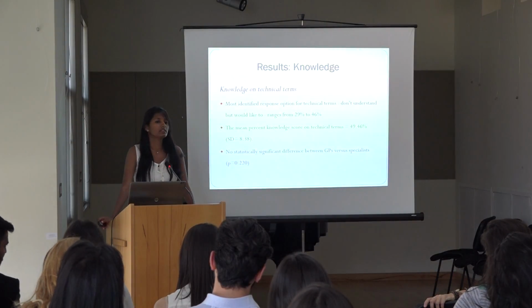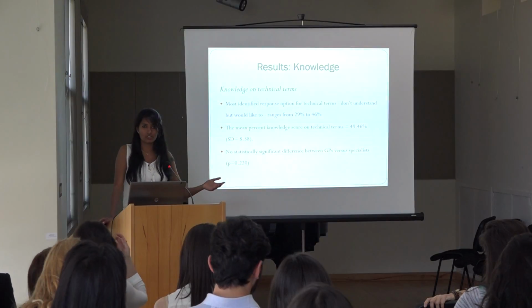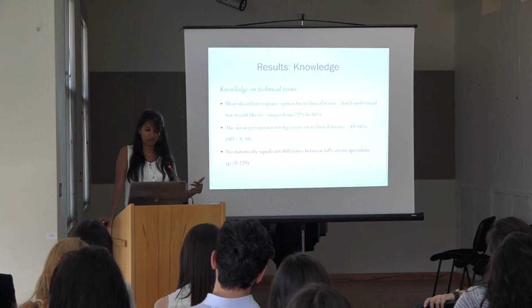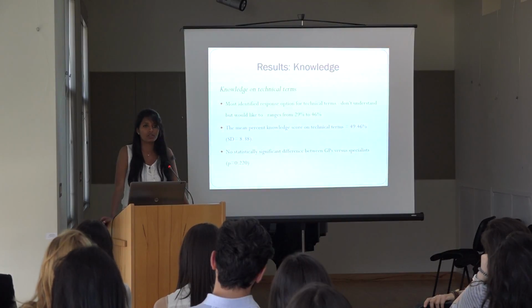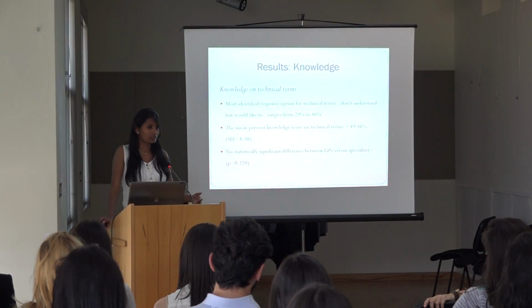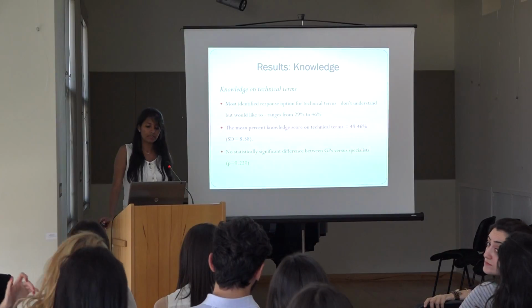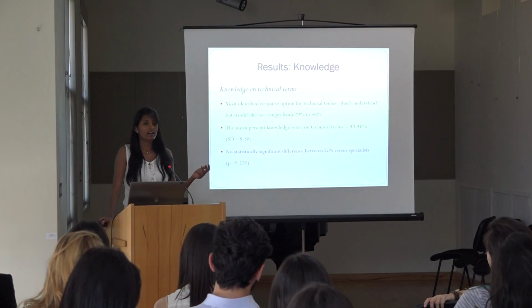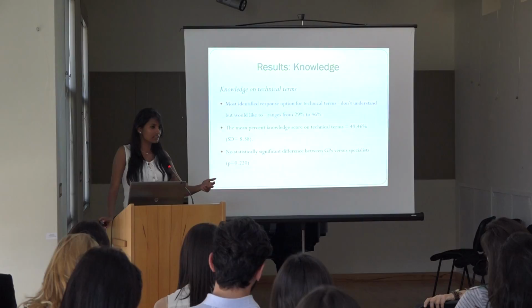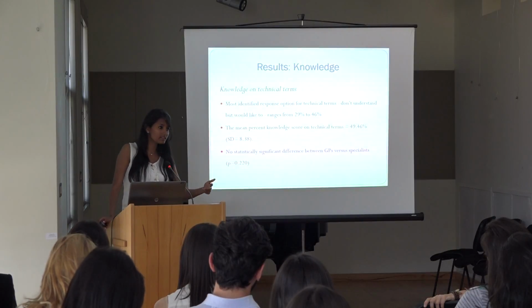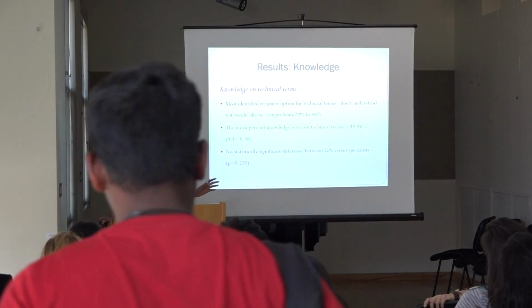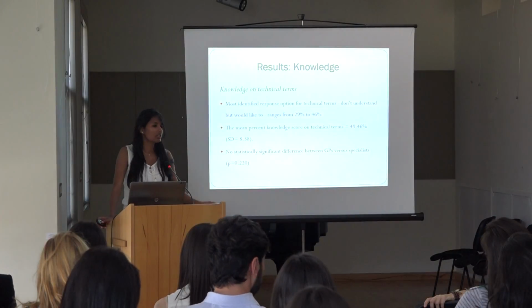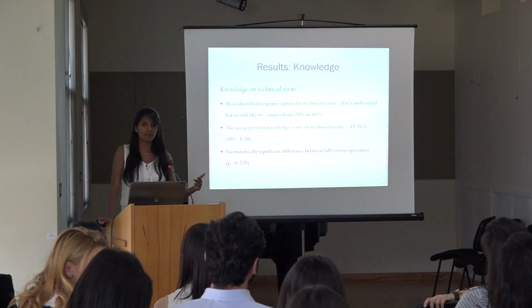Regarding the knowledge on technical terms, as I mentioned earlier, knowledge has 2 components. One is technical terms, another one is the resources. We gave them technical terms like odds ratio, relative risk, and confidence interval. There were 16 technical terms, and there were 4 options: I do understand and can explain to others, some understanding, do not understand but would like to, and it will be helpful for the future. And the range was from 29 to 46%.